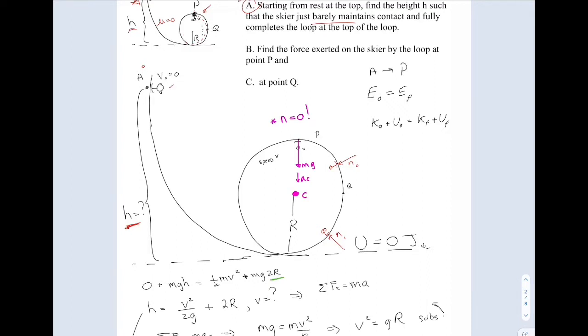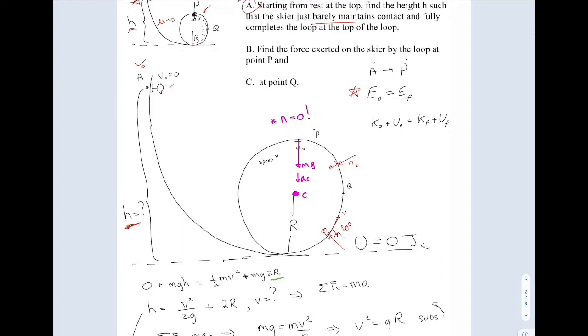But even though the normal force is a non-conservative force, it's always perpendicular to the direction the person is headed at that instant, so the normal force does no work. Yes, there is a non-conservative force that acts on the skier, but it does no work because it's perpendicular to the direction they're going. Remember, the definition of work has that cosine, and if the angle is 90 degrees, cosine of 90 degrees is 0. So energy is conserved. Then I'm going from point A to point P.